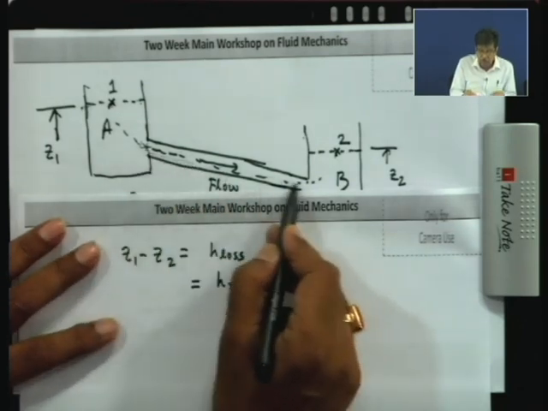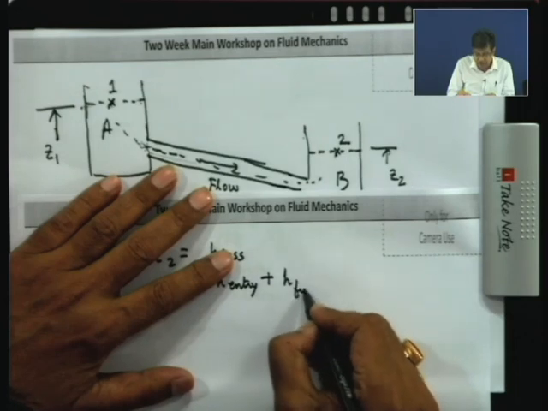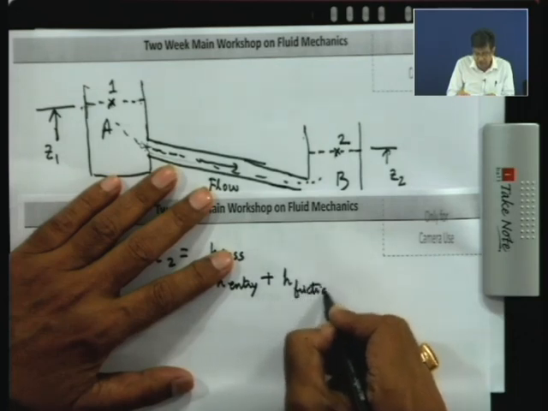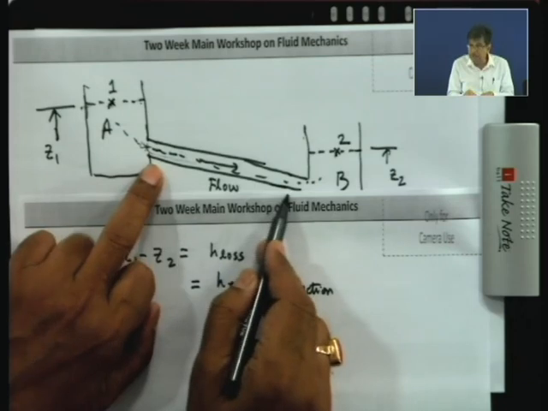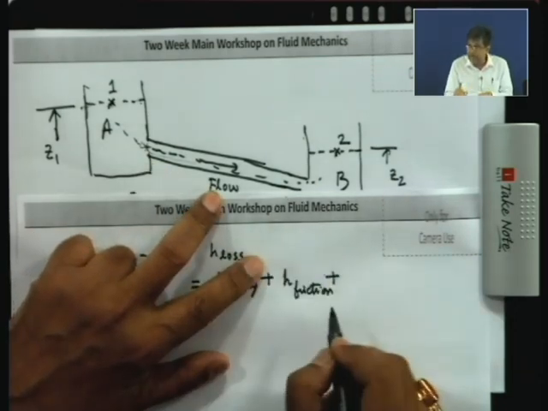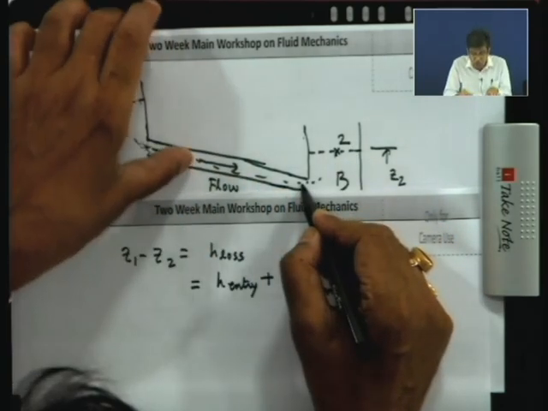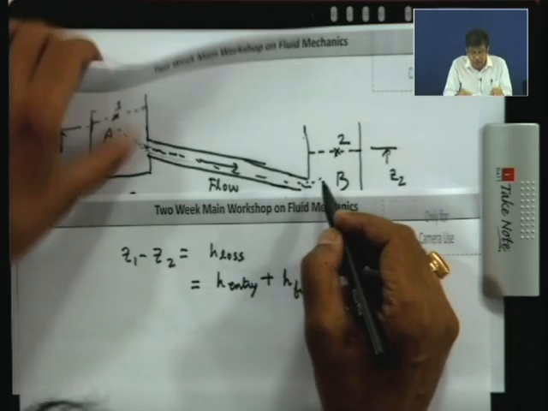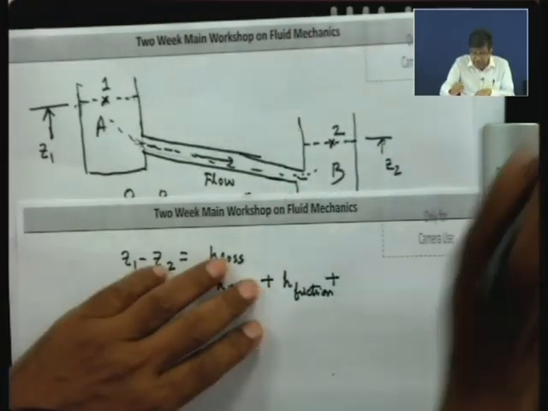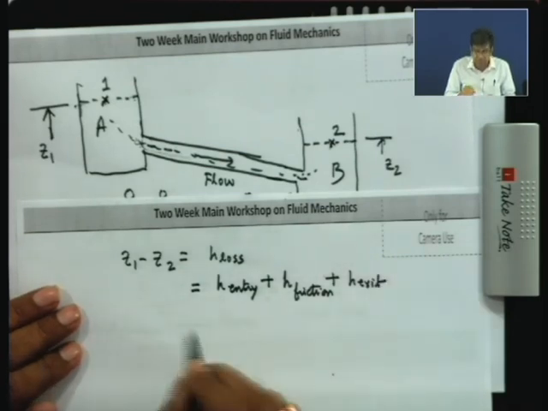Then when it flows through this pipe, there is a frictional loss, skin friction. This is known as frictional loss, or loss due to skin friction, which I have already done: FL by D V square by 2G. Now, when the fluid goes out, there is a loss which is known as the exit loss. This I will come to afterwards.